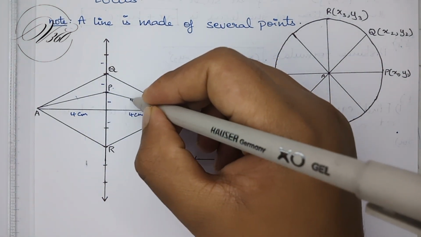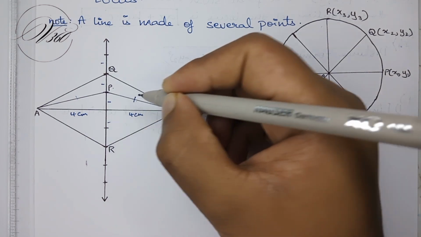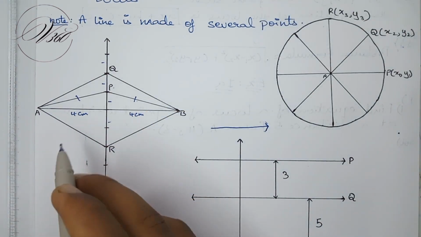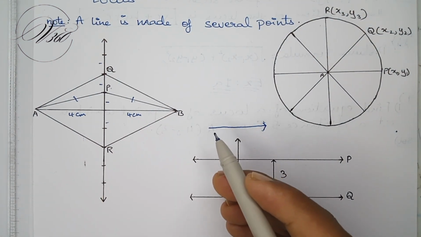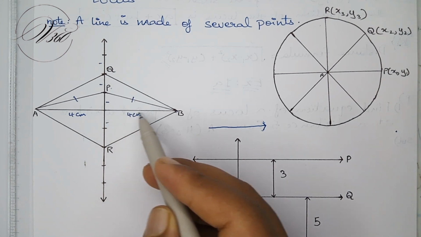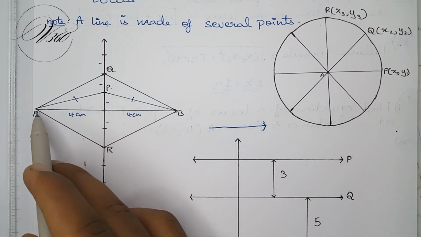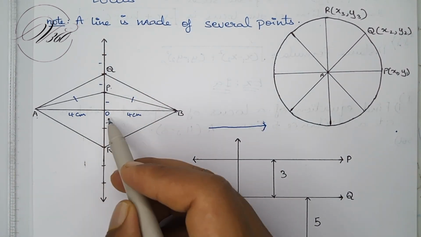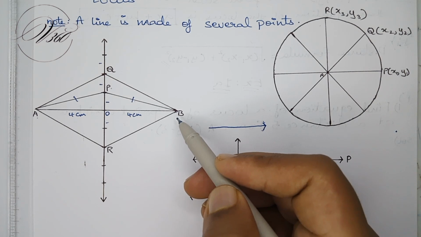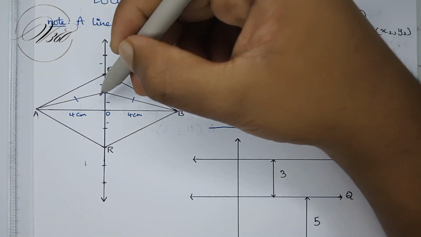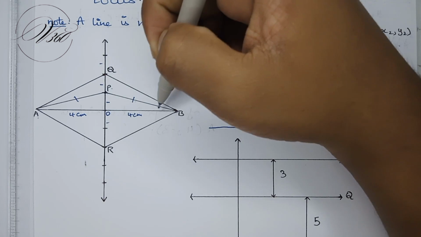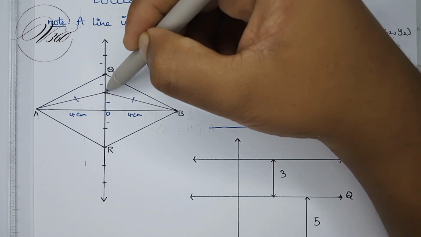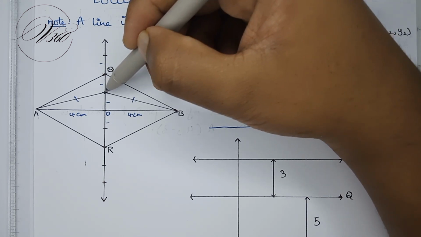This line, that is AP or PA, and this line, which is PB or BP, are equidistant, because here it is 4 centimeters and here it is also 4 centimeters. Let us take here a point O. A to O and O to B are equal, that is 4 centimeters. Then if we take a point exactly 1 centimeter above and check the distance, we will get 4 centimeters. So we will call this point P a locus.